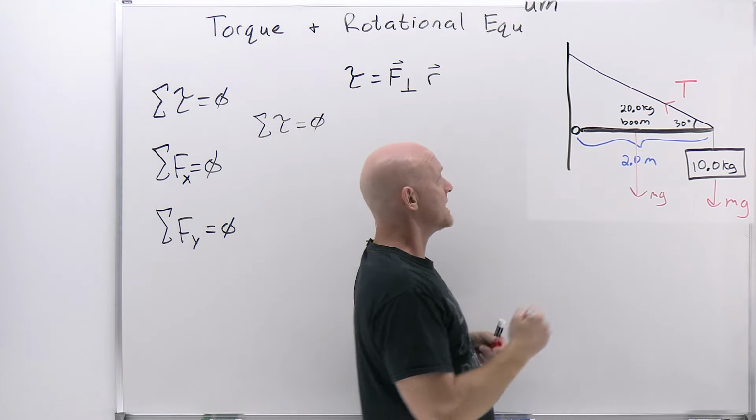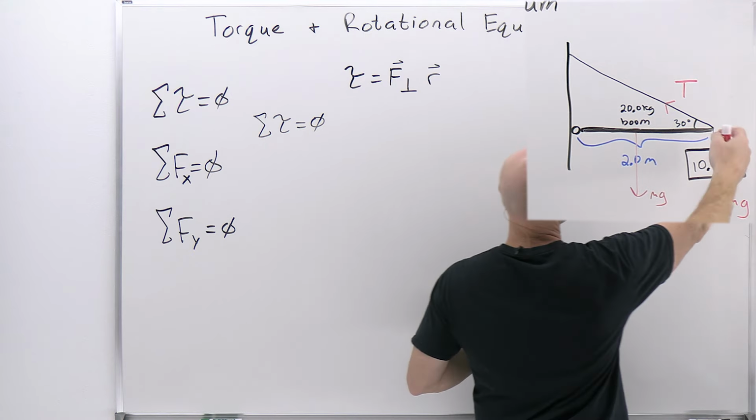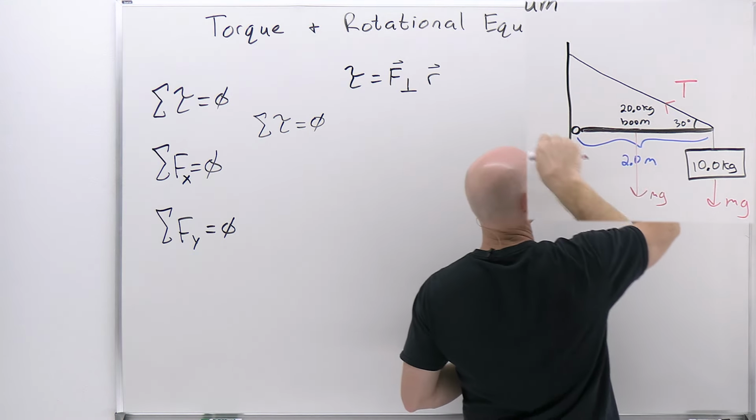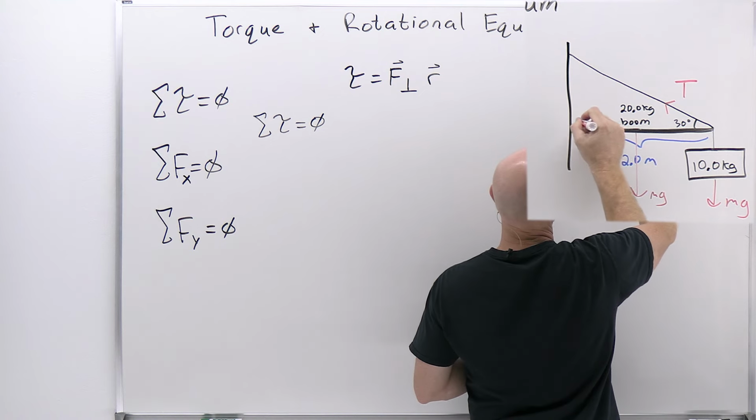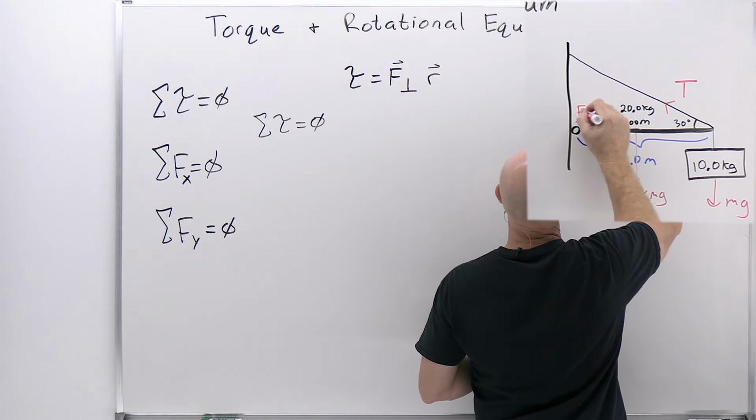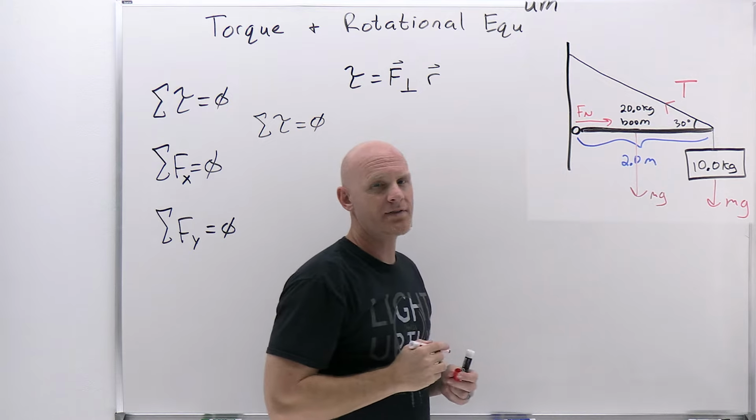A couple other things we've got to realize is that where the hinge is attached here, the cable is pulling this way on it, but the wall is providing a normal force back in the opposite direction, a contact force back in the opposite direction.